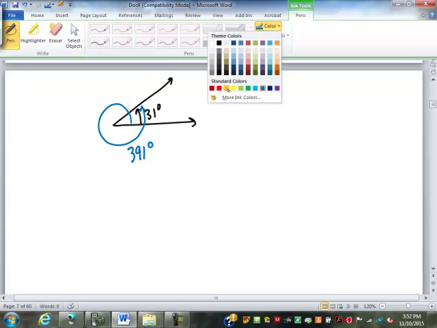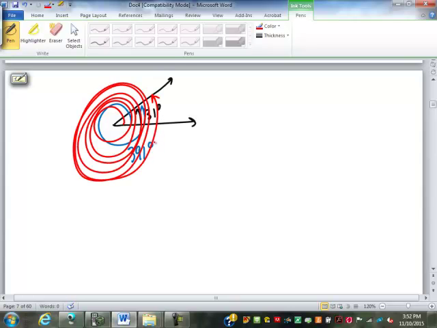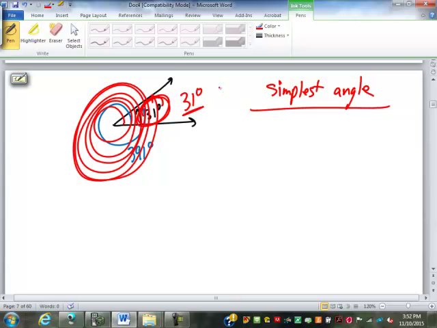It could wrap around 5 or 6 times and come back to there, couldn't it? Wrapped around 5 times, it'd be 1831 degrees. Well, the key is we don't care. We usually talk about something called the smallest or simplest angle. For our purposes, all of those possible angles behave exactly the same as the 31 degrees, so we're just going to use the 31 degrees.